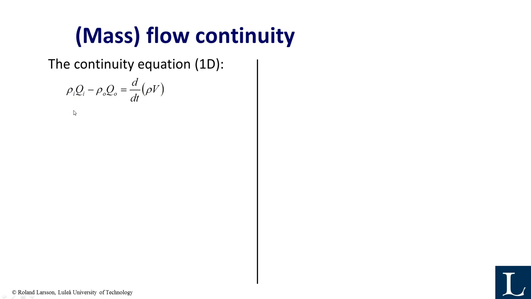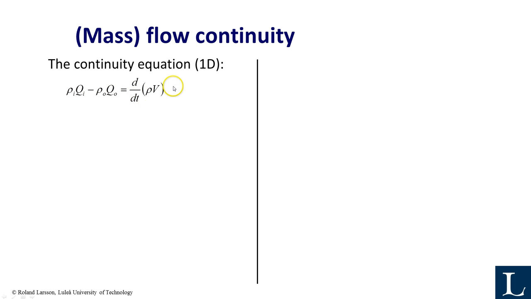We see on the mass flow now. So the mass flow in is the density multiplied by the volume flow in minus density and flow out, and the flow that is stored inside the volume is then the time derivative of the density of the volume. Try to understand. Stop the video and try to see if you understand that.